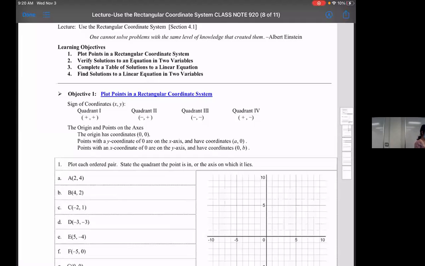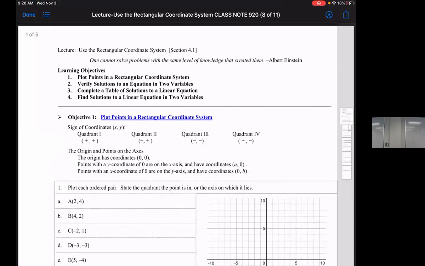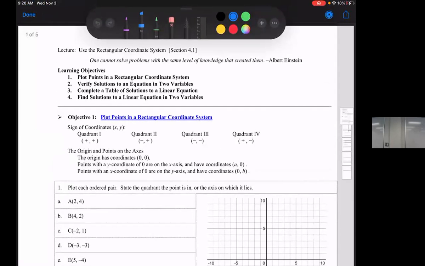So today we're going to start section 4.1, rectangular coordinates. Sometimes people call it Cartesian coordinates. So right here, they call it Cartesian coordinates.